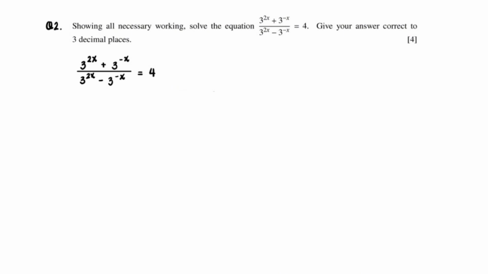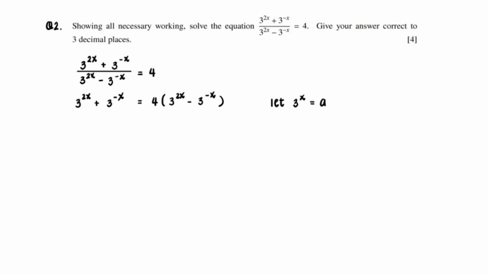Showing all necessary working, solve the equation and give your answer correct to 3 decimal places. As always, we copy the question first. Then the first step would be moving the denominator to the other side, because we do not want to work with fractions.